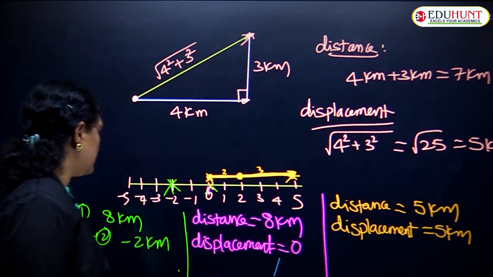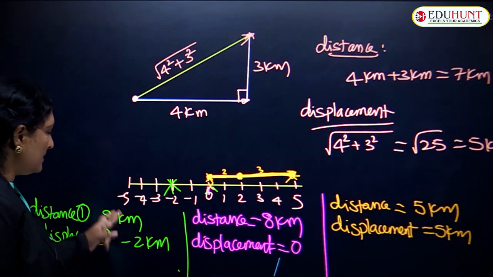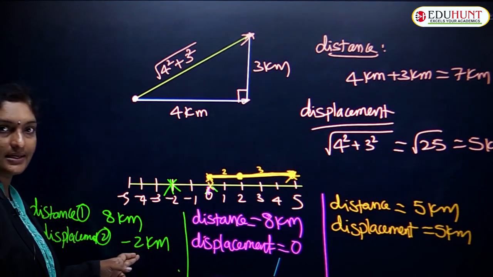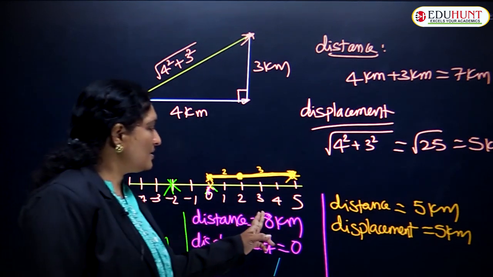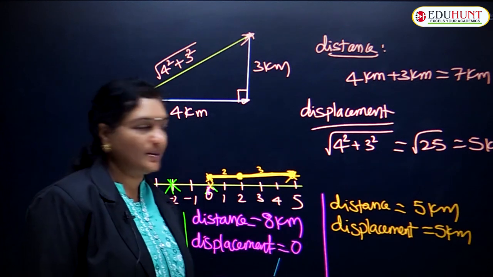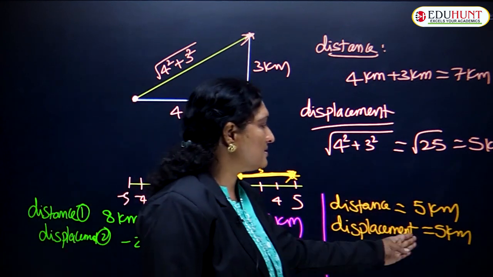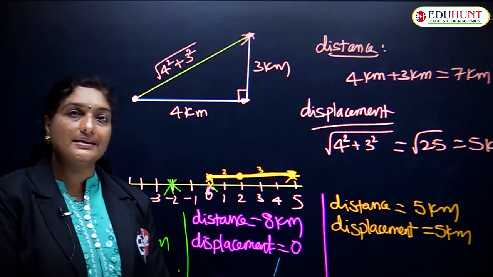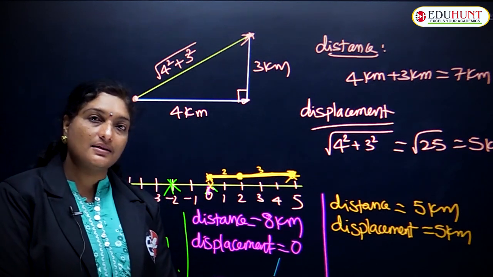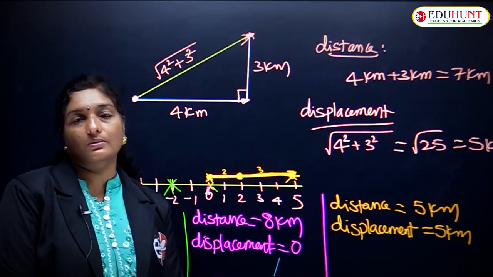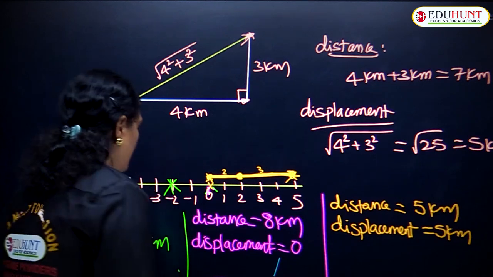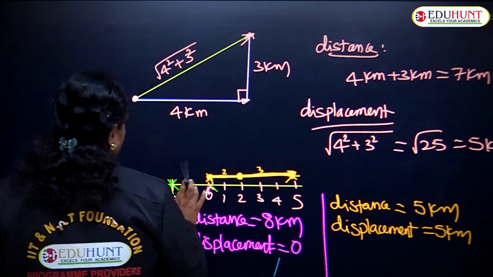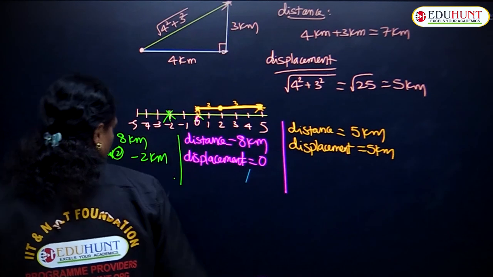In this case distance is greater than displacement. Here also distance is greater than displacement. But here distance is equal to displacement. So we can conclude that distance can either be greater than or equal to displacement. So let us try to write this mathematically.